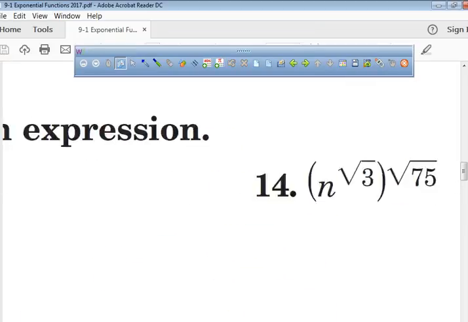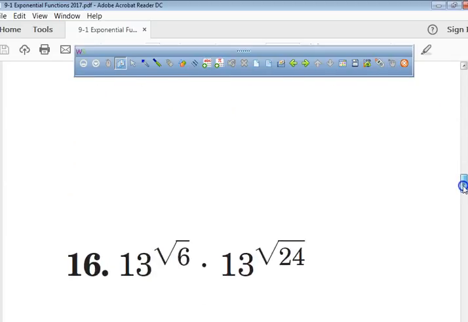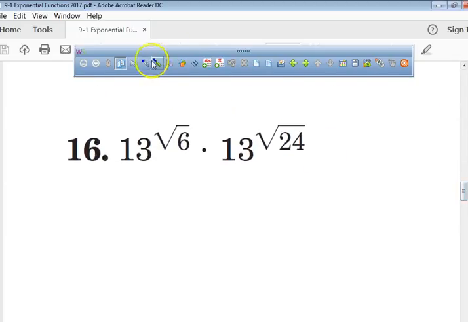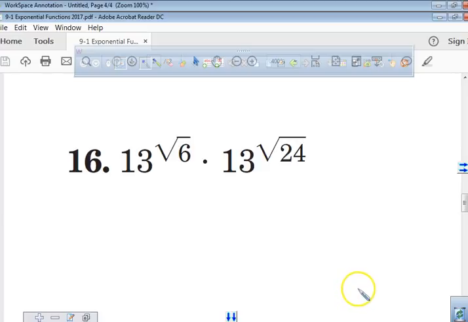This is not too bad. All right, everybody, what kind of property are we dealing with right here? Product or power? Product is correct. Because of that right there, that lets us know we're dealing with product.